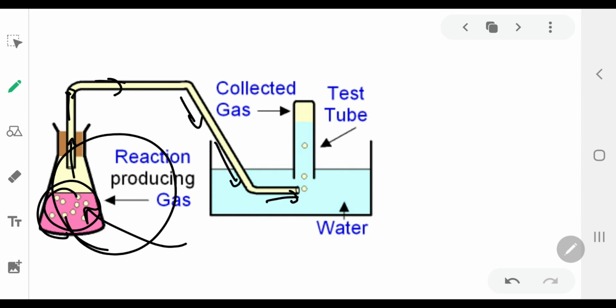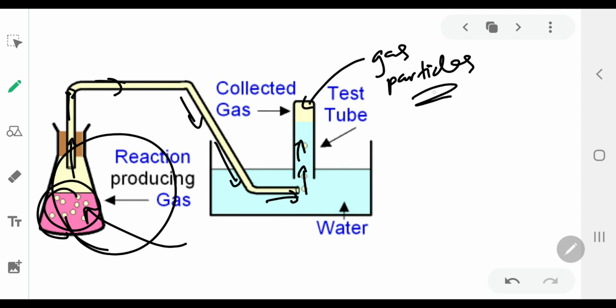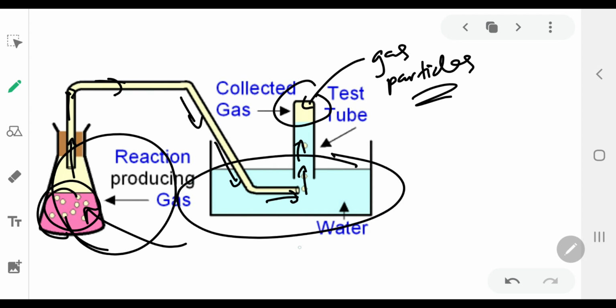Okay, and then they start to go up here, and the gas particles will get into that part of the test tube. What you need to remember now is that you have water over here, and you know that liquid water, H2O, has its own molecules.